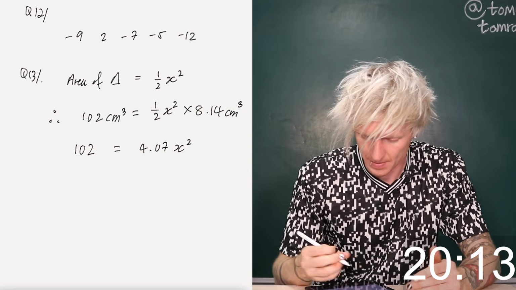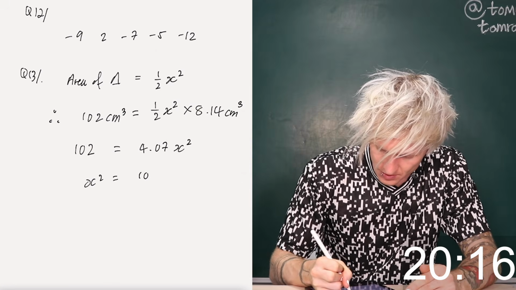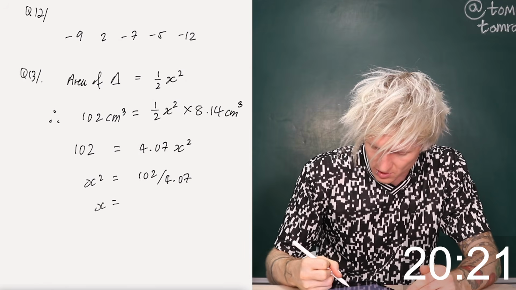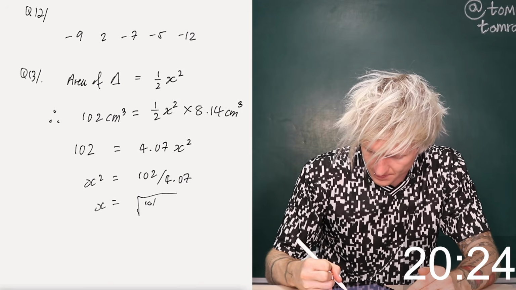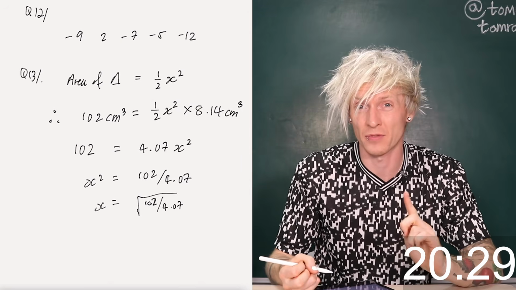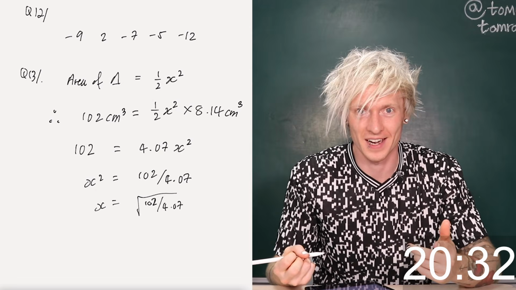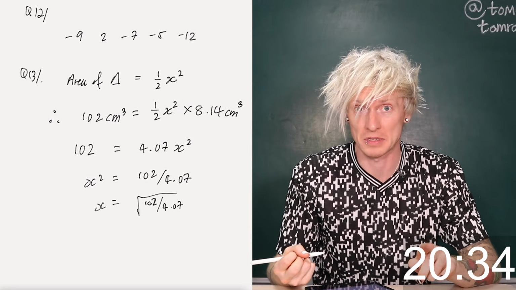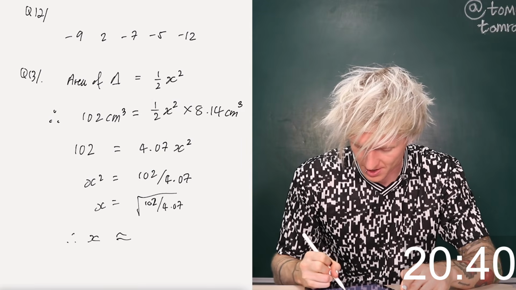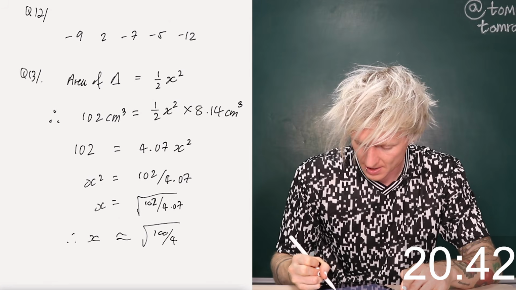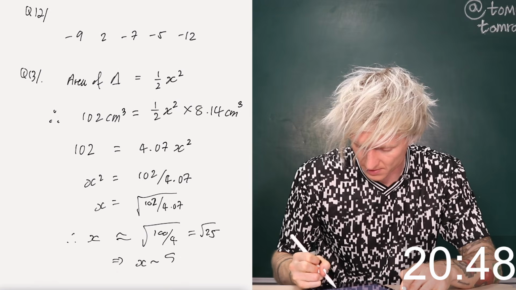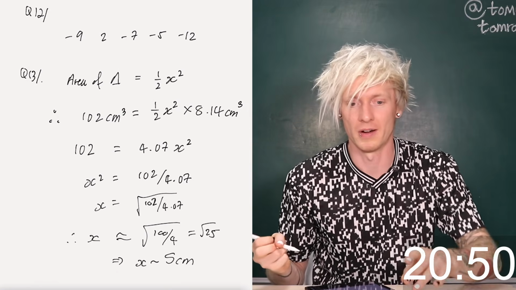So I want to do x squared is therefore 102 divided by 4.07, which means x is equal to the square root of that number. So I think the idea is if I did 100 divided by 4, I get 25, and then x will be 5. So I'm guessing that's my approximation. So if I say, therefore, x is approximately the square root of 100 over 4, then that's the square root of 25. So that tells me that x is approximately 5 centimeters. Woo! All right, I'm happy with that.